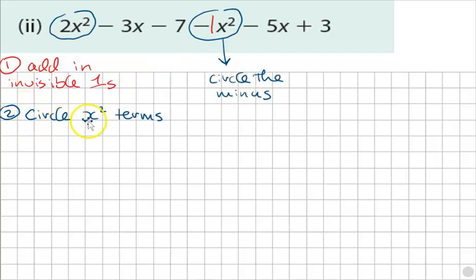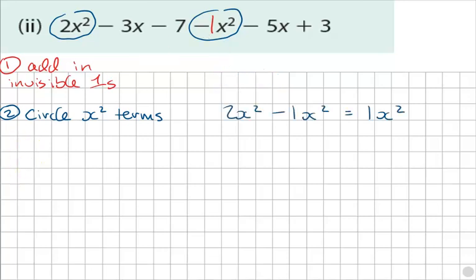Step 2, circle the x squared terms. So the highest power of x in this case is squared, so we're going to start off with those. So I'm circling 2x squared and minus 1x squared. Remember to circle the minus as well. If you just circle 1x squared, you will go wrong. Then we work that out. So 2x squared minus 1x squared gives us 1x squared. So 2 minus 1 is 1, and the x squared stays the same.